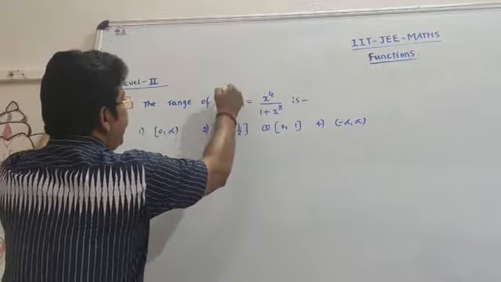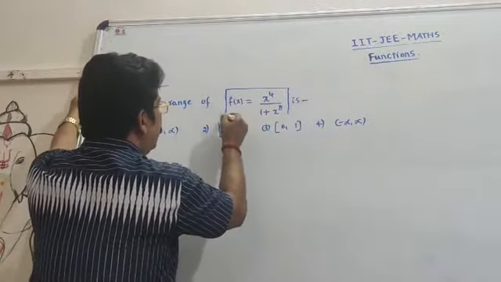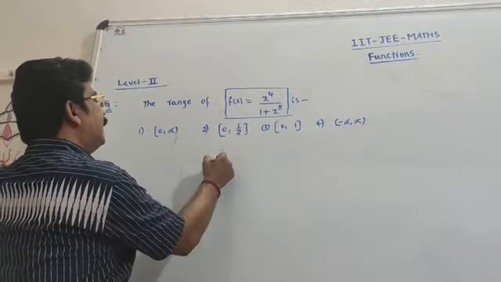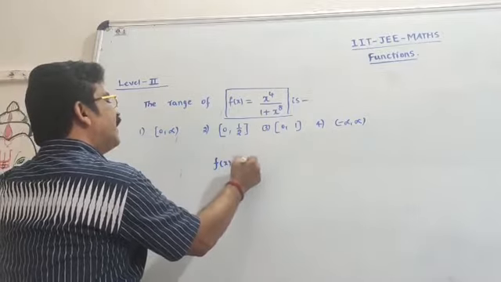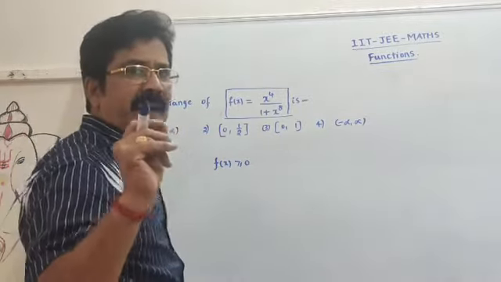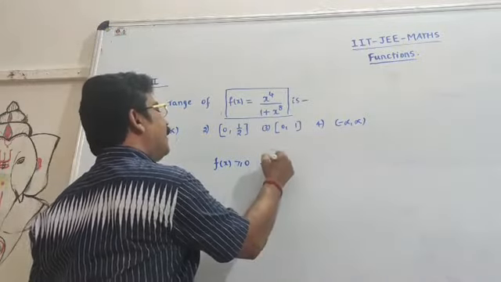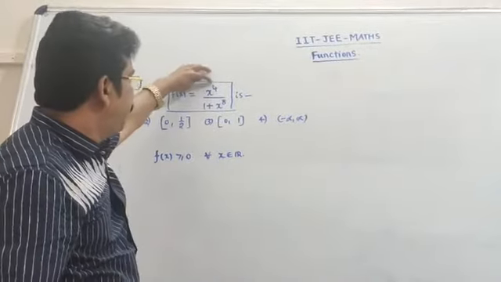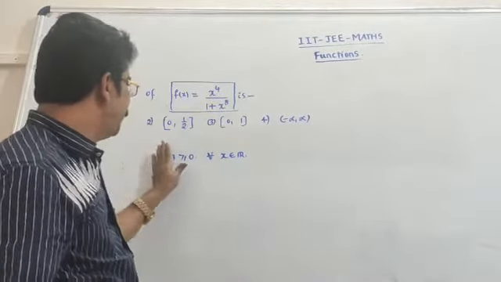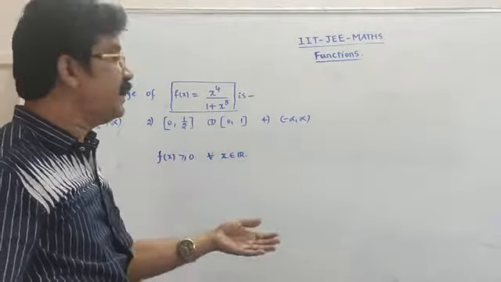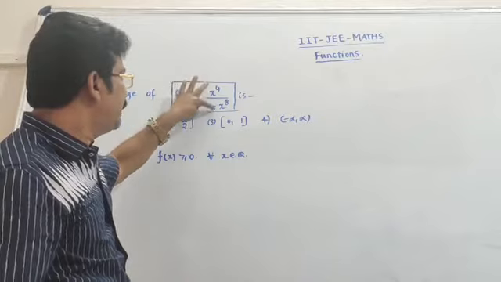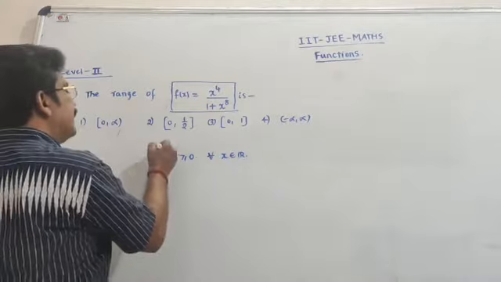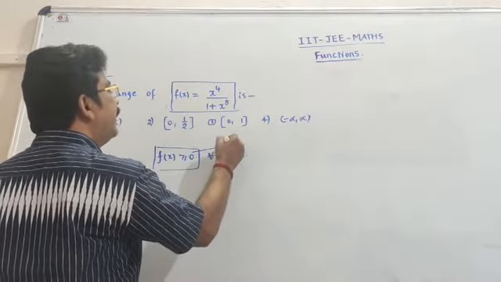The range of f of x equal to x to the power of 4 divided by 1 plus x to the power of 8. Clearly we see that f of x is greater than or equal to 0. For every x belonging to capital R, we can put any real number, but the power is even, so definitely it should be positive. In the case of x equal to 0, 0 to the power 4 by 1 plus 0 is 0. So for every x belonging to capital R, f of x is greater than or equal to 0. Let it be number 1.